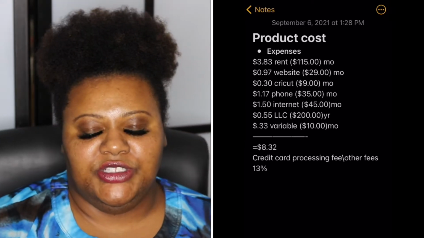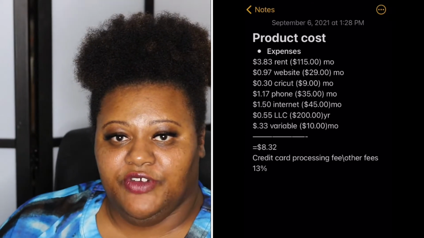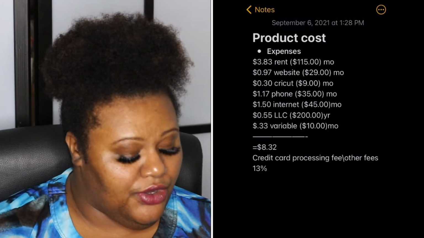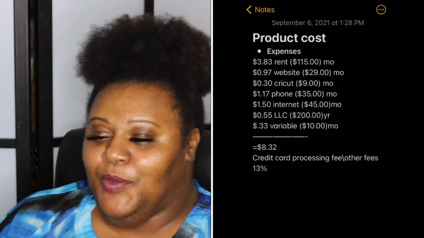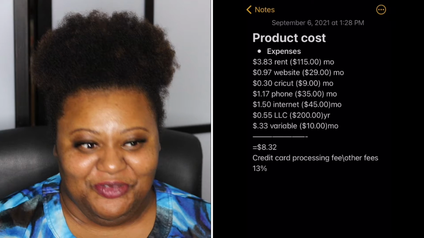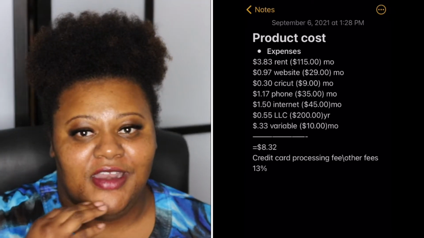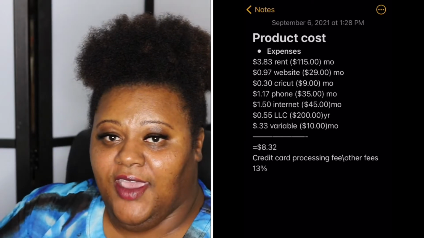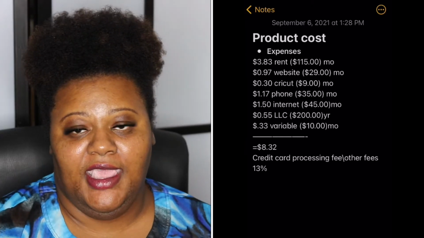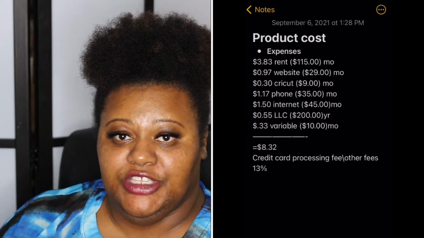The $8.32 is going to cover my monthly expenses, and it needs to go into my product cost. Why? Because in order for me to pay the rent, I've got to be selling something for money to be coming in. So for each product that I have, what I do is I add that $8.32 to each product.